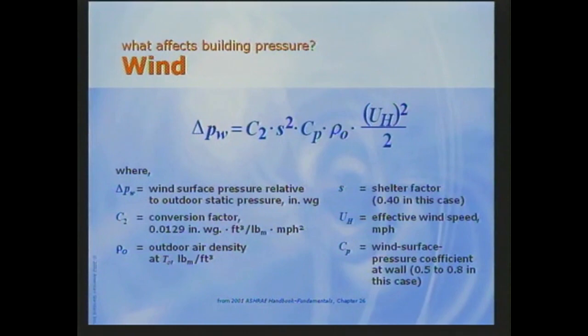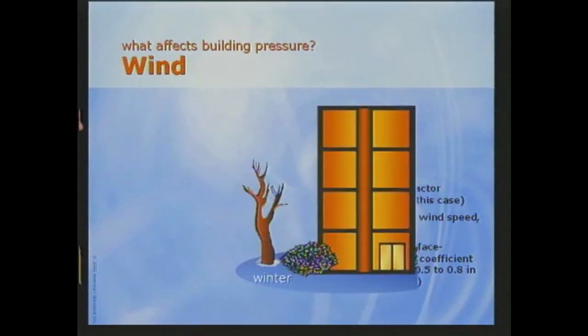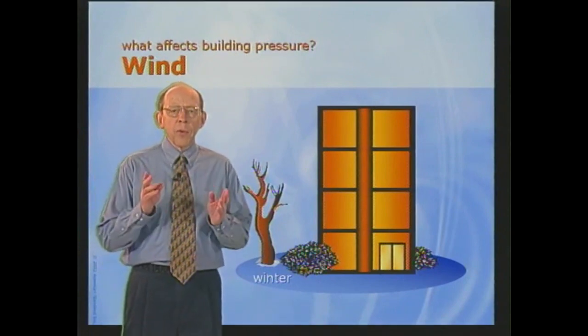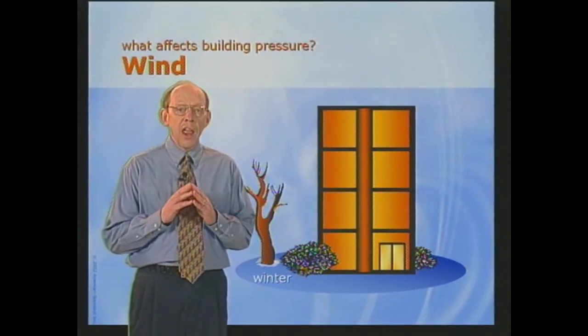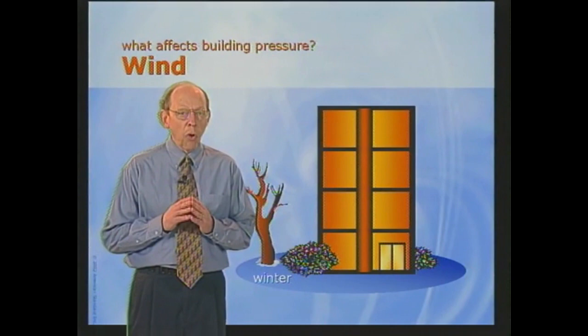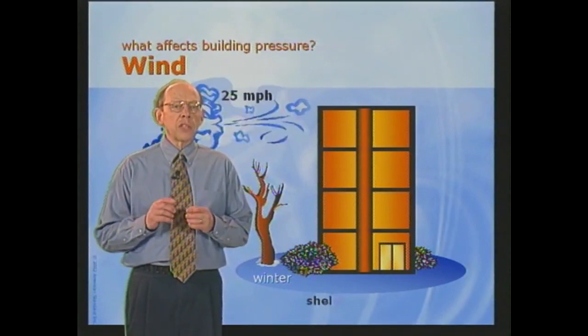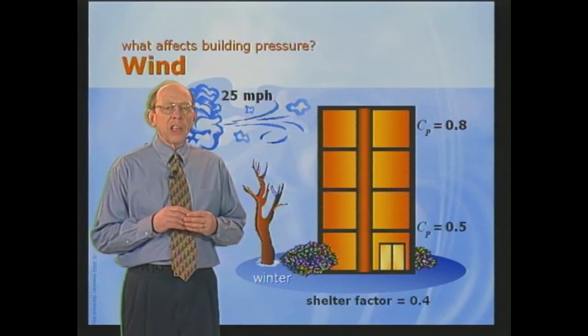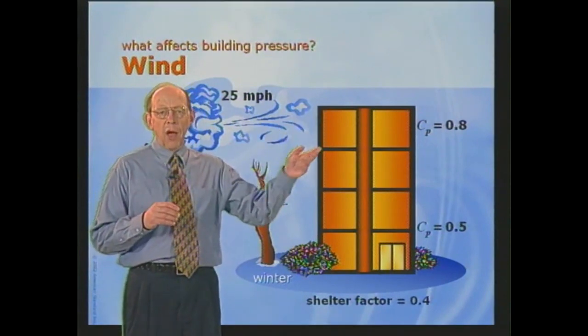The important variables for this calculation include outdoor air density, the shelter factor, the effective local wind velocity, and the wind surface pressure coefficient. Let's consider our example four-story building on a winter day. Remember, the effective wind depends on air density, so cold days are more important than warm days. The building is well sheltered with a 0.4 shelter factor. The effective wind speed is 25 miles per hour.